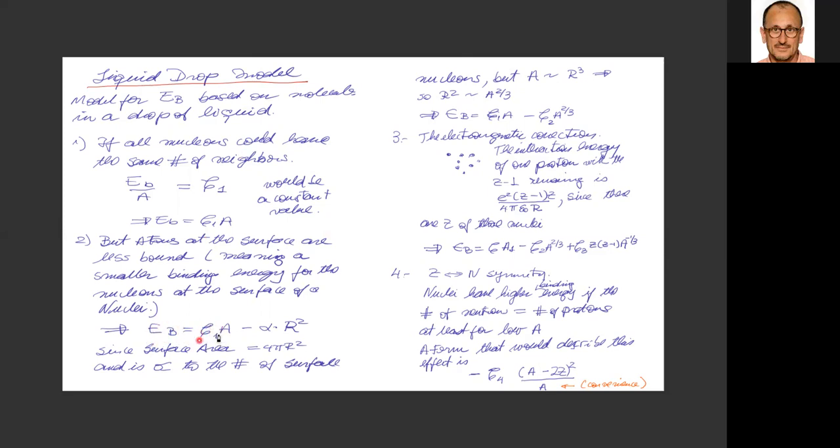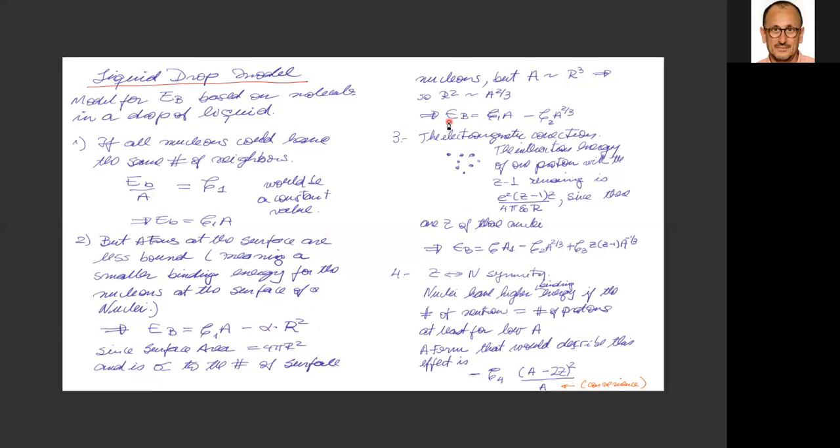I recognize the first term, but now I have to correct this term by something that is proportional to r squared. Why r squared? Because the surface area is proportional to 4 pi r squared, and this is proportional to the number of nucleons on the surface. Okay, but A is proportional to r cubed, so r squared is proportional to A to the 2/3.